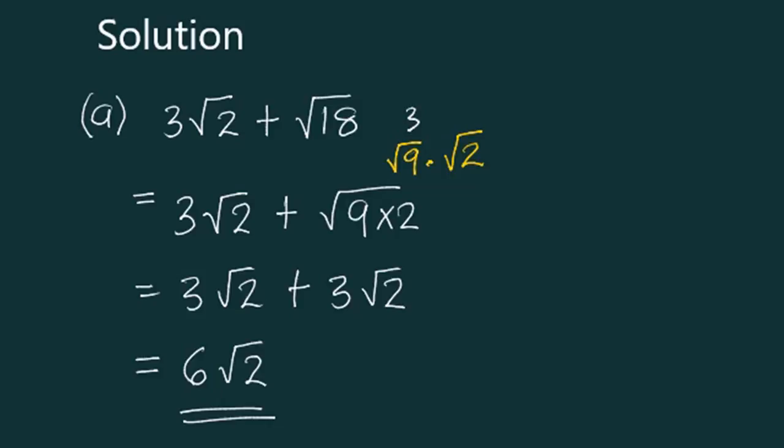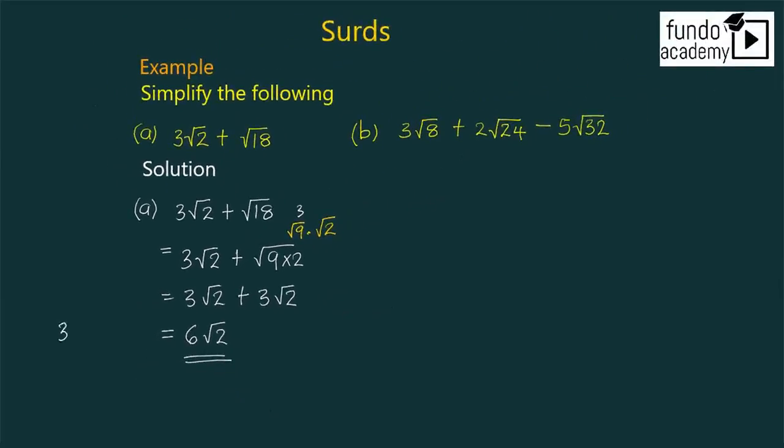So in such a case we add them like we do with algebraic expressions. Like if we have 3a plus 3a, we know that we get 6a. That's how we deal with algebraic expressions. In this case our a is root 2, so that's how we handle surds which are like terms: 3 root 2 plus 3 root 2 will give us 6 root 2. So that's how we do it. Alright, so that's it with part A.